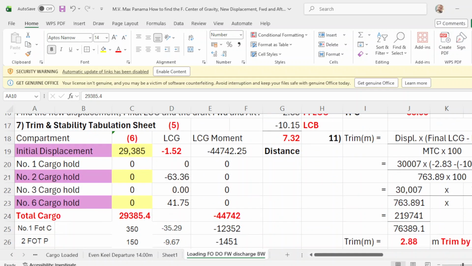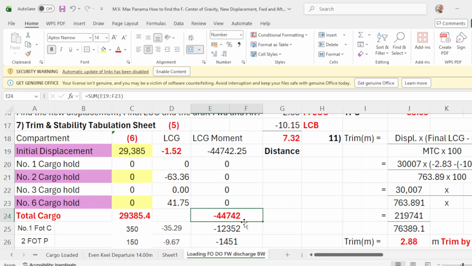Okay, so you go here, then you put down, this will be, you add this one, that will be carry this one and carry this one, LCG, and your LCG moment will be 472. You can put this one. Okay, multiply, put this negative, put this negative.